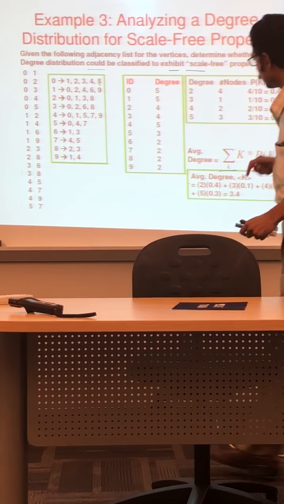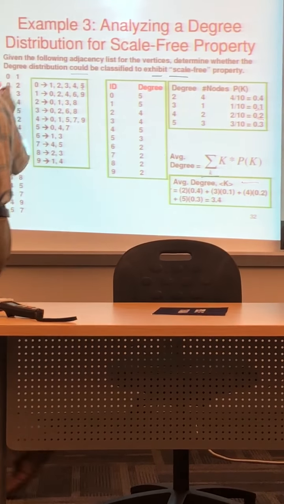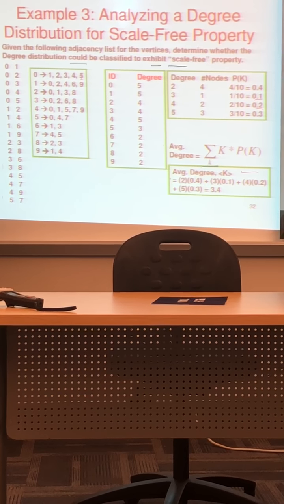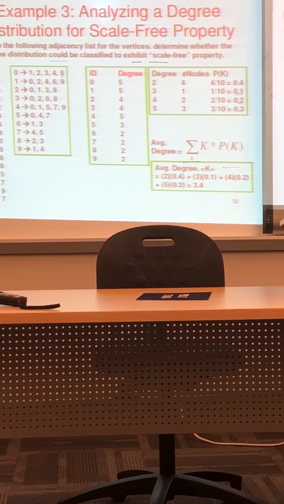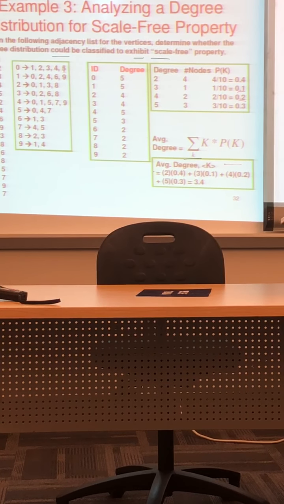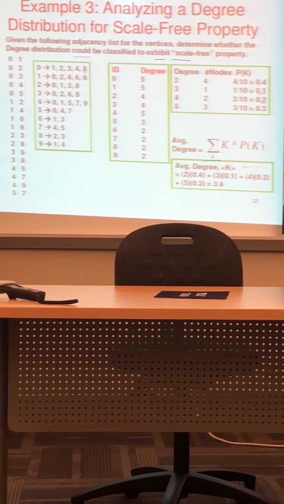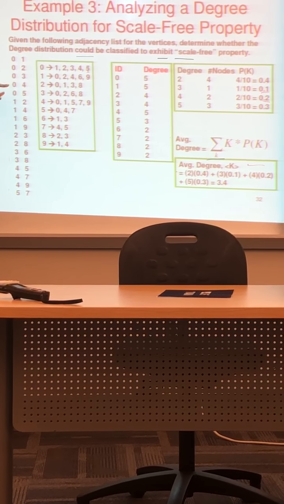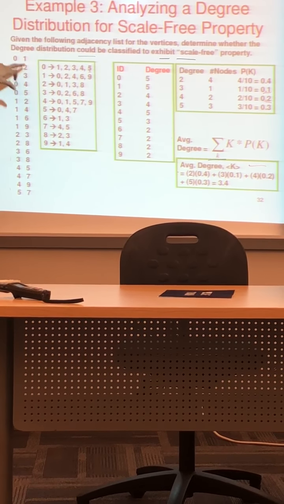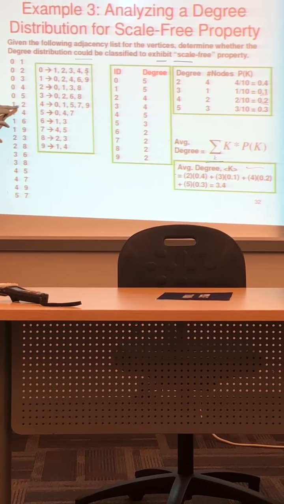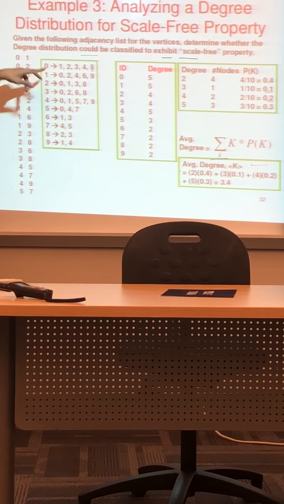Similarly, I give you the adjacency list. The first task is to find how many vertices there are. So 10 vertices, 0 through 9. Just scan through the list and write down the neighbors as usual. So 0: 1, 2, 3, 4, 5. Now for 1: 0, then 2, 4, 6, and 9.